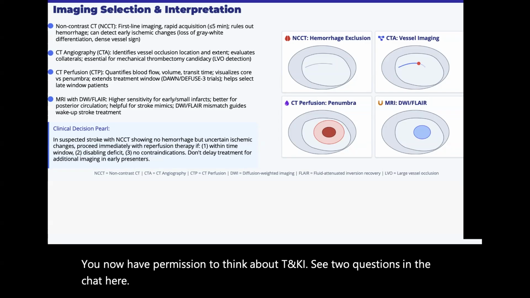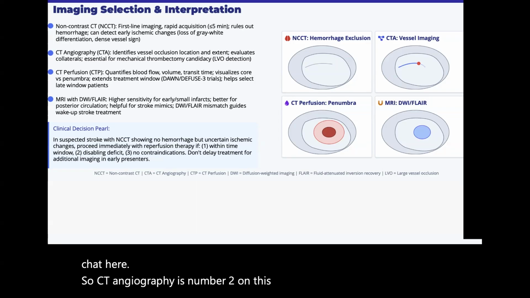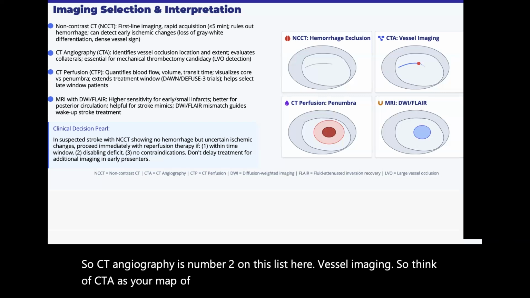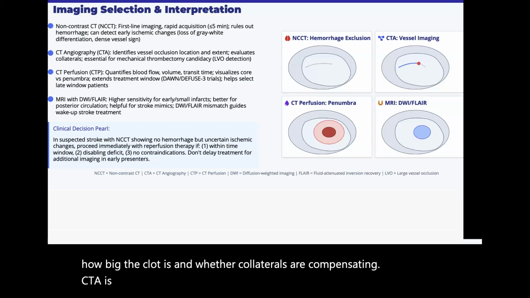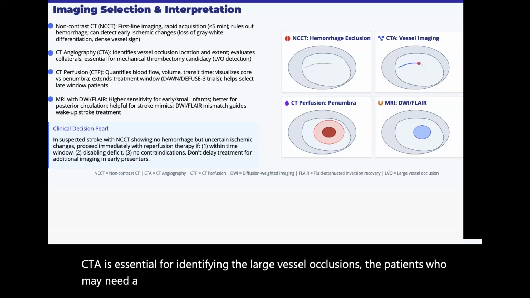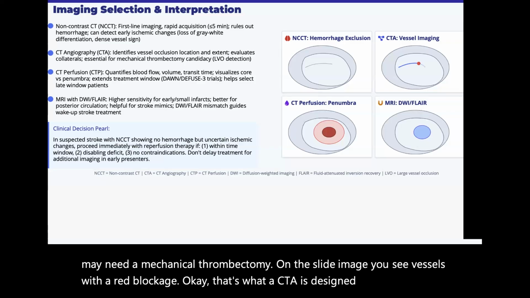So CT angiography is number 2 on this list here, vessel imaging. Think of CTA as your map of the plumbing. It tells you what vessel is blocked and how big the clot is and whether collaterals are compensating. CTA is essential for identifying the large vessel occlusions, the patients who may need a mechanical thrombectomy. On the slide image, you see vessels with a red blockage, okay? That's what a CTA is designed to highlight, large vessel occlusions.